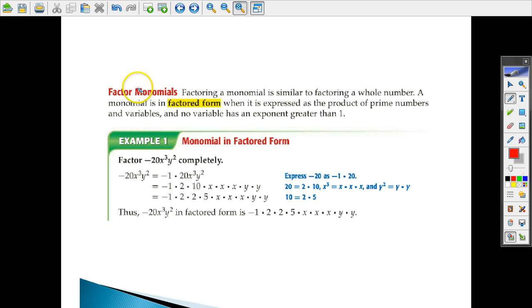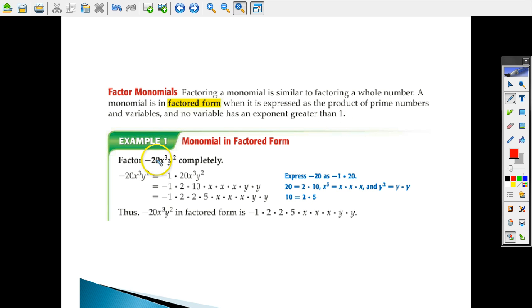So before in middle school, we learned how to factor with just numbers. So now we're going to move on to how to factor numbers and monomials. Well, factors and variables. So factoring monomials. Factoring a monomial is similar to factoring a whole number. A monomial is in factored form when it is expressed as a product of prime numbers and variables, and no variable has an exponent greater than 1. Okay.